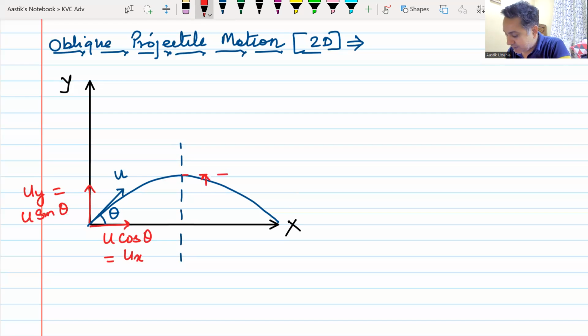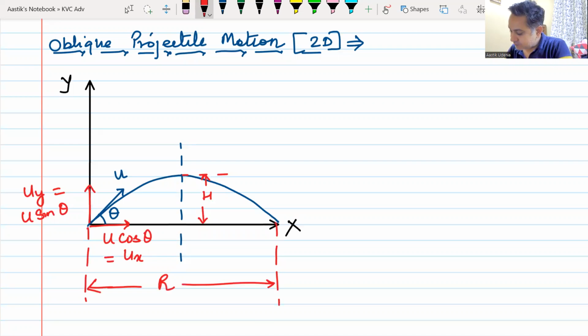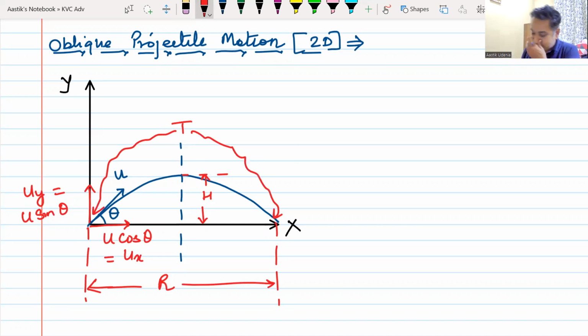It reaches the maximum height h. It has a horizontal range, which I call capital R. Then it spends some time in air. That time is known as time of flight. Do we understand this? Yes or no?